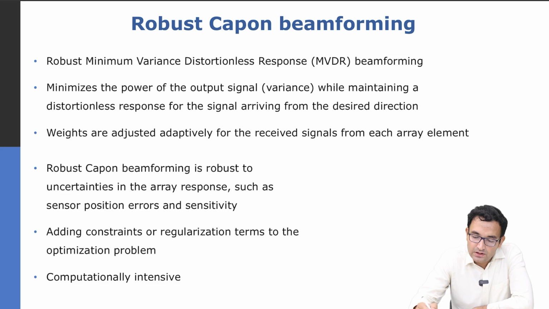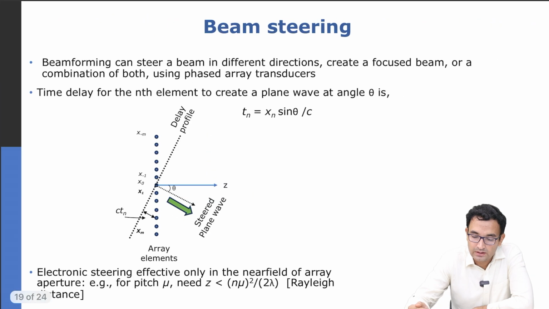And for doing this, the weights are actually adaptively adjusted for each array element. Because of this, you get a better imaging performance when you go for robust Capon beamforming. But this is highly computationally intensive. It requires some linear algebra, which is computationally intensive, and therefore it is used again in more specialized applications.